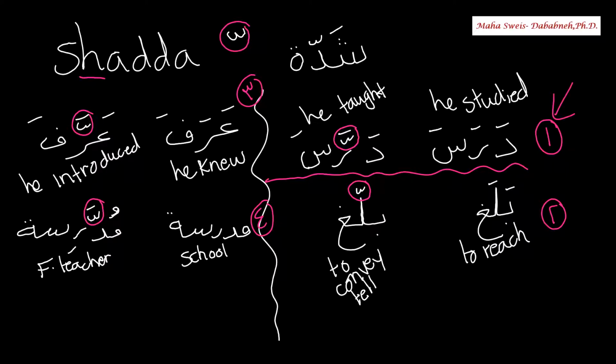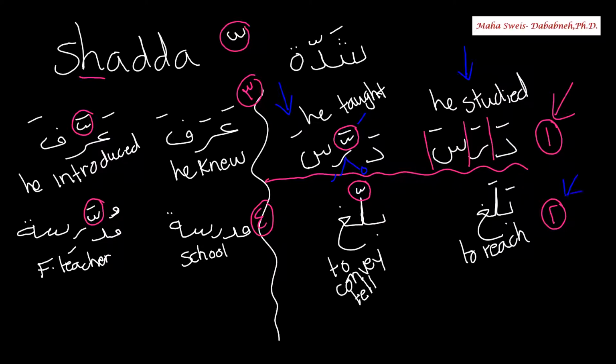Let's read the first one. Darasa. Darasa. With Shadda. Remember, Shadda means we have two consonants, two ras. The first ra has sukun, the second ra has fatha. Remember what I said in my previous video. The way we read the second one, darrasa. Both of them different pronunciation and different meanings. Darasa, darrasa.